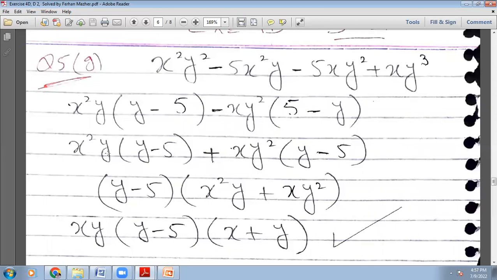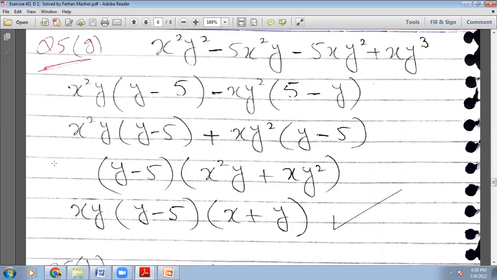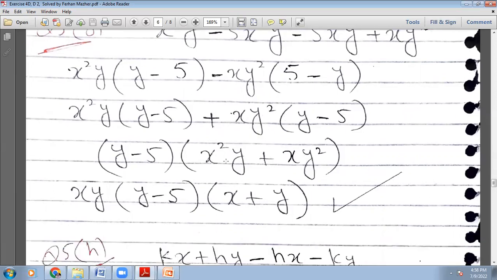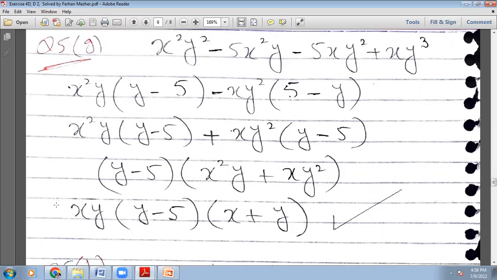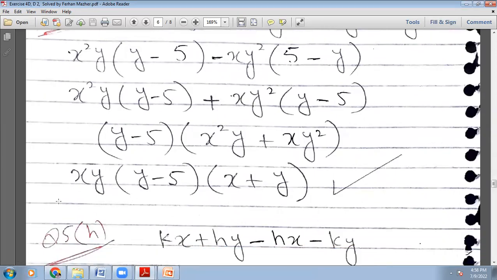So you will have x squared y bracket y minus 5 plus xy squared bracket y minus 5. So take y minus 5 common. From here you will have x squared y plus xy squared. From these two, you can take xy common. So you will have xy bracket y minus 5, and here you will have bracket x plus y, bracket close. So this is how you will do question number 5, G part.